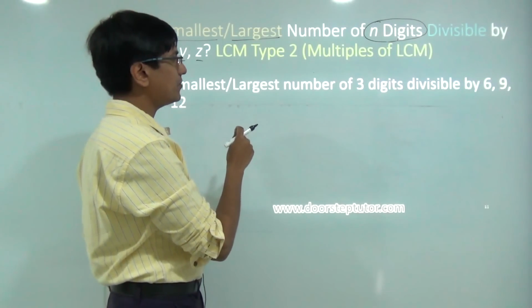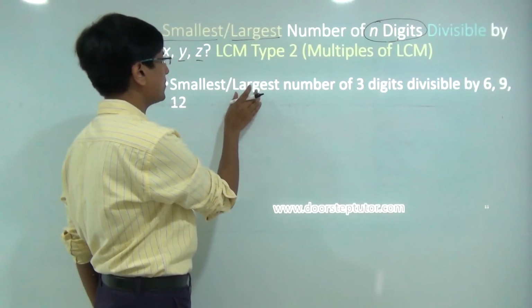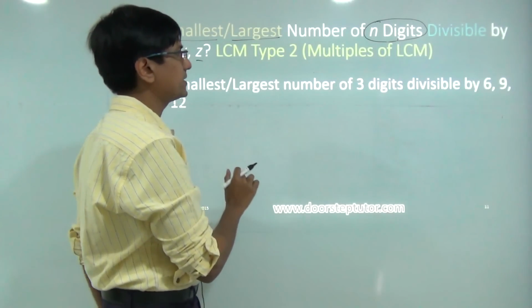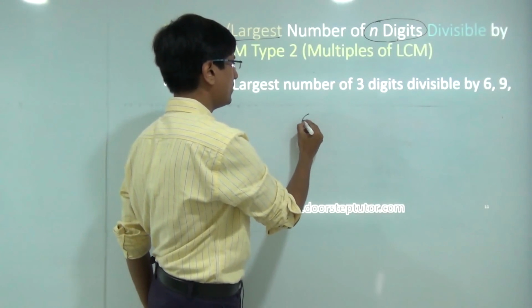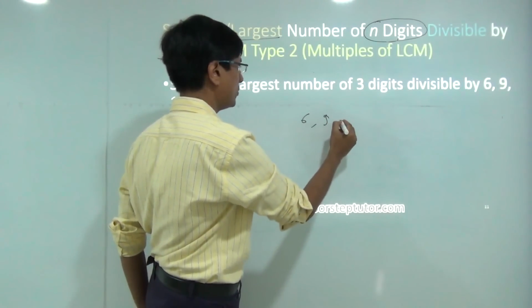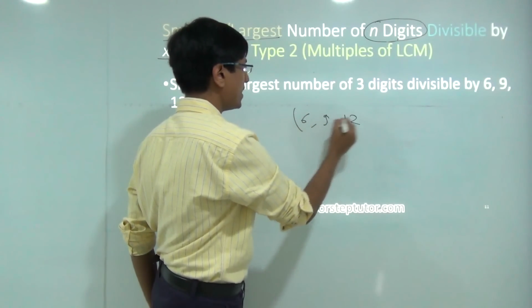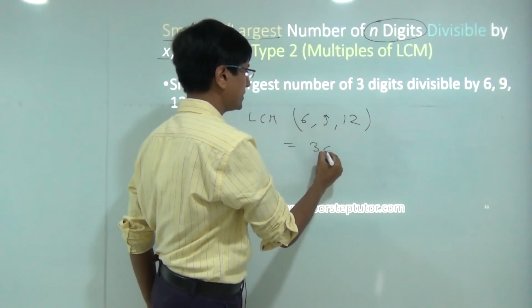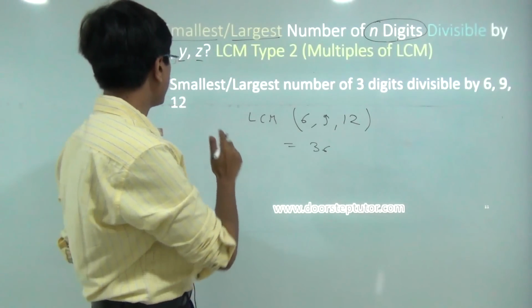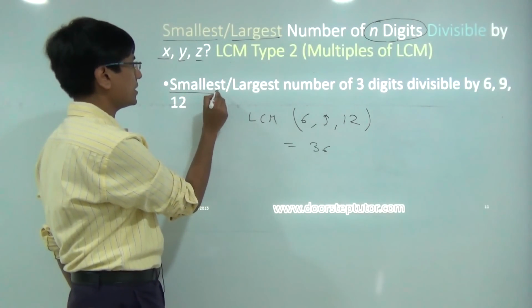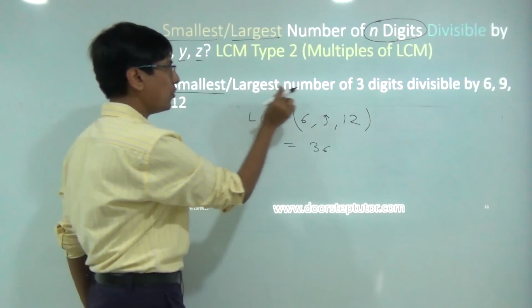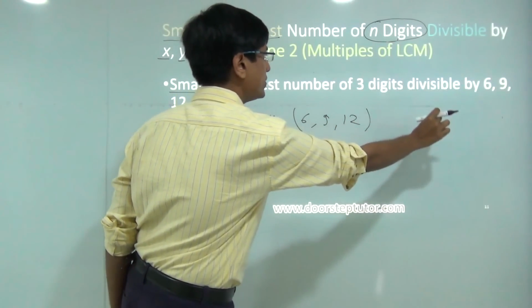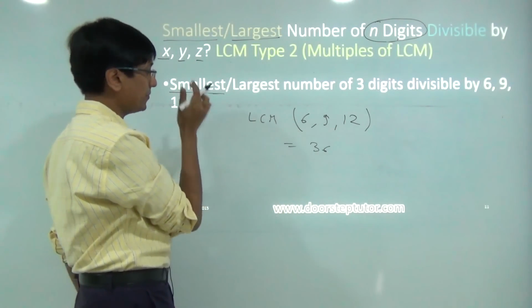Let's try to understand this problem using an example. Let's take the same three numbers, 6, 9 and 12. I know the LCM of these three numbers is 36, and I have been asked to find, let's start with the smallest. First try to find the smallest number of 3 digits which is divisible by 6, 9 and 12.